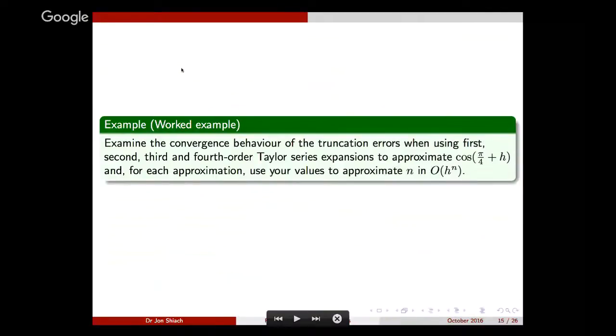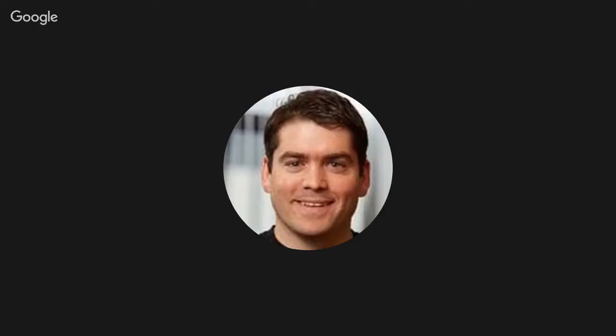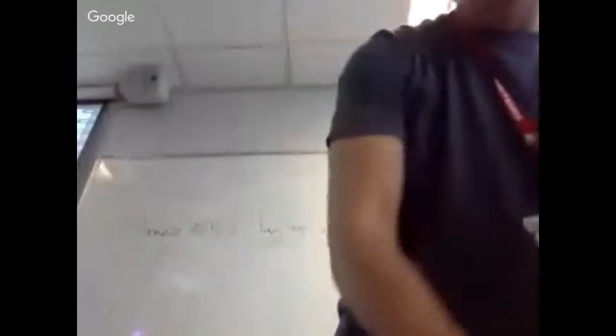Okay, so I've been rabbiting on for quite a bit. If you turn to page 16, there's what I call a worked example. It's sort of unfinished in your notes. So this is what we're going to have a look at now. I'll try and set up the camera so you can see it.